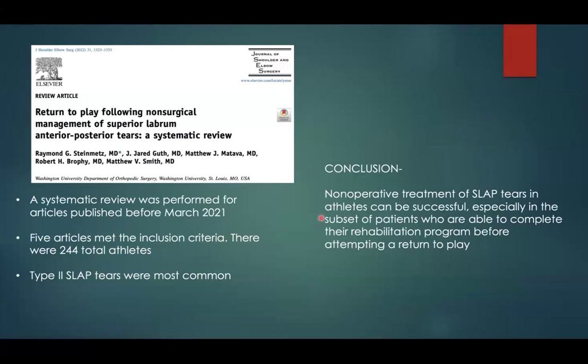The conclusion of the study was that non-operative treatment of SLAP tears in athletes can be successful, especially in the subset of patients who are able to complete the rehab program before attempting a return to play.